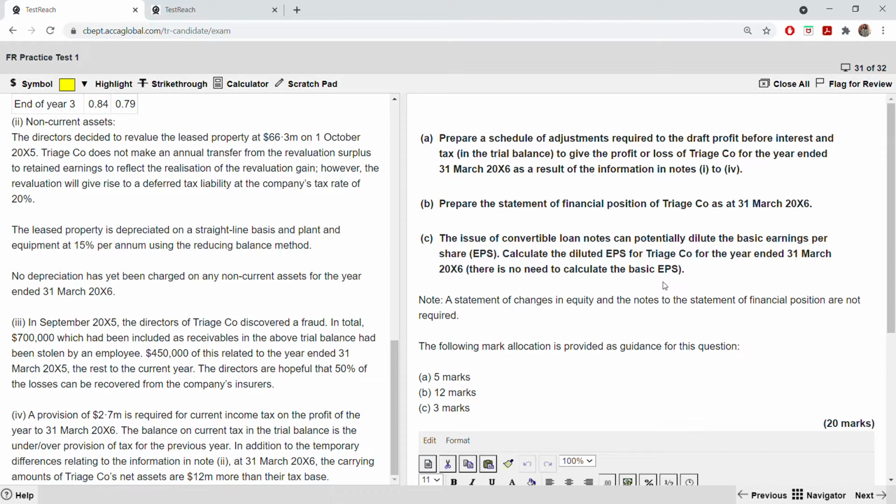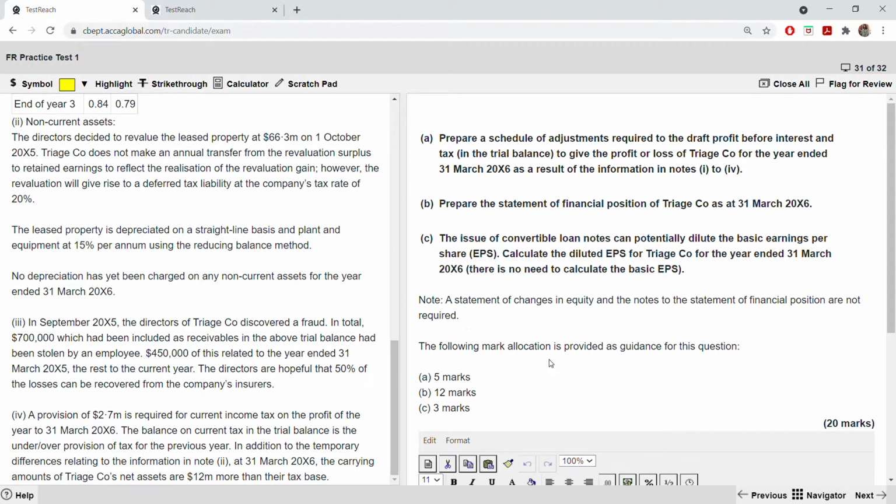So when they say something in the bracket, don't do it, because I have seen candidates actually make this mistake. They have not been asked to do basic EPS, they still calculate basic EPS. You will not be getting any additional marks. You are losing time to calculate that. That time could be spent somewhere else, right? Next, a note. A statement of changes in equity and the notes to the statement of financial position are not required. You should not prepare any notes.